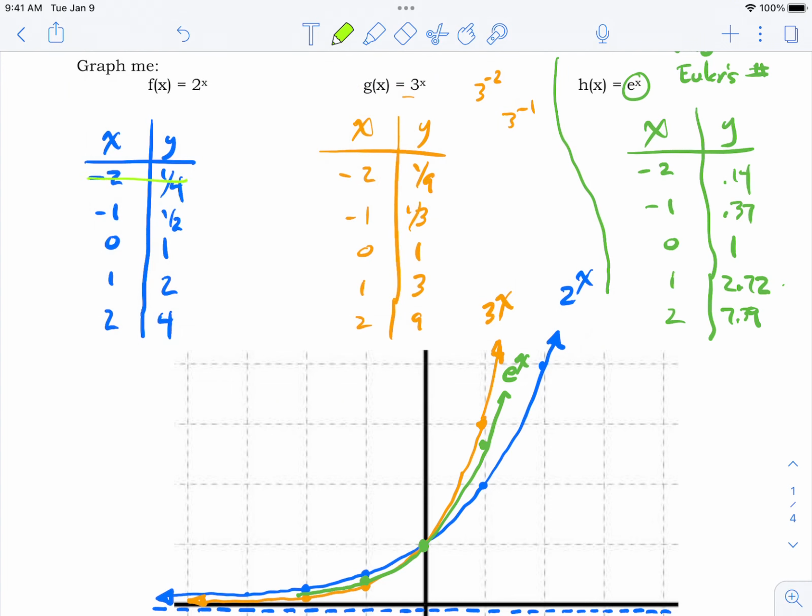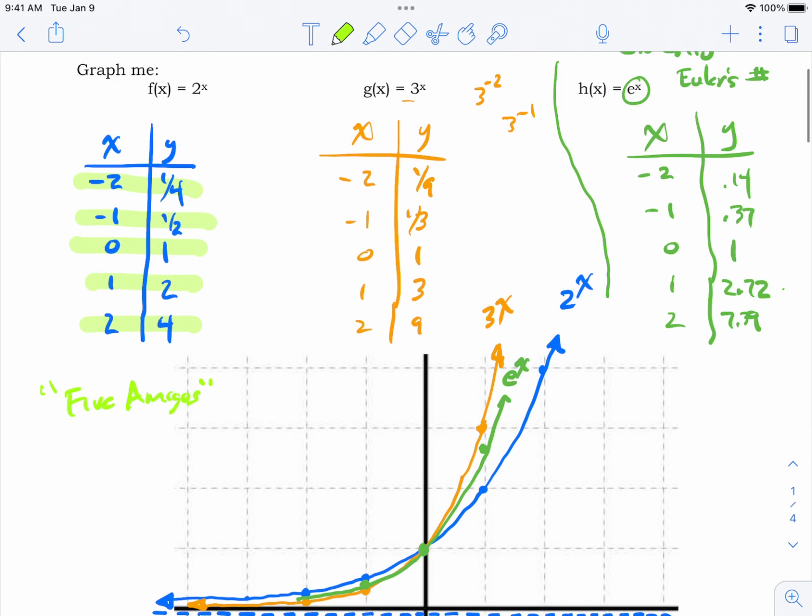I call these 5 points -2, 1/4, -1, 1/2, 0, 1, 1, 2, 2, 4, I call those the 5 amigos, because they're 5 friendly points. If you generate those points real quick, you can graph 2 to the x real well. And then for 3 to the x, you have, of course, a different set of 5 amigos. But those 5 points, where you plug in x equals -2, -1, 0, 1, and 2, those are the points that I'm referring to when I say the 5 amigos.